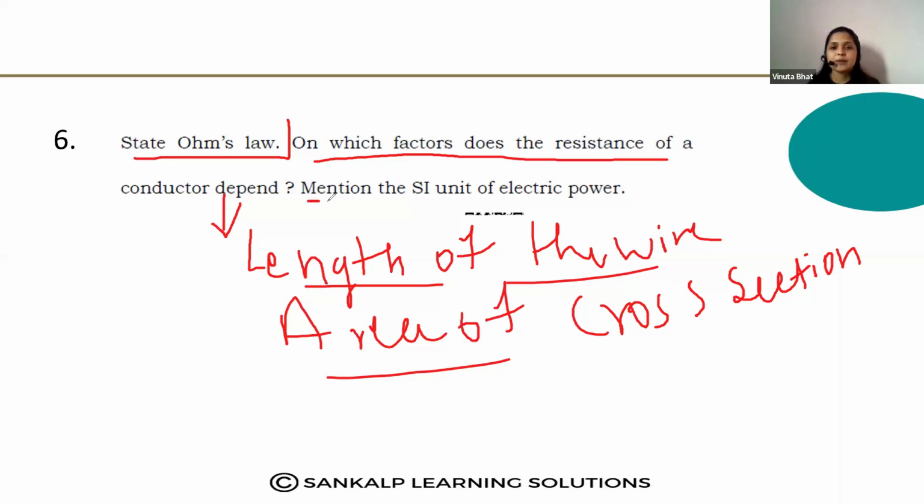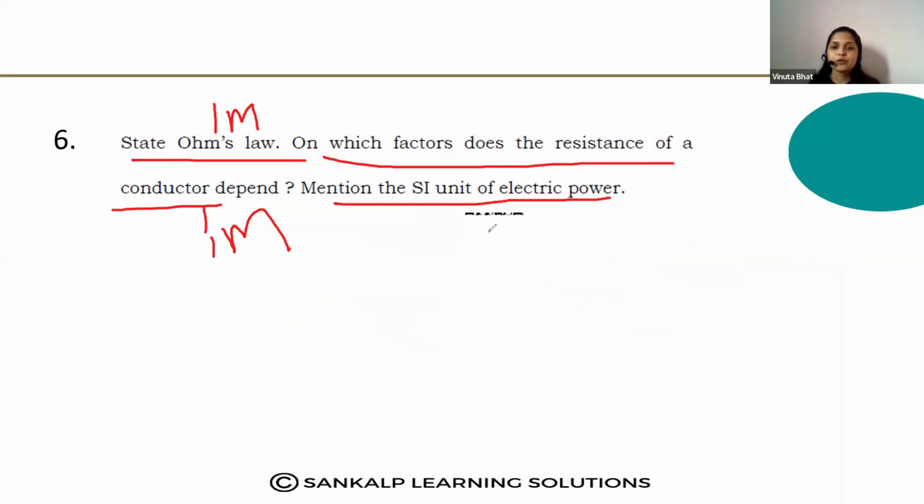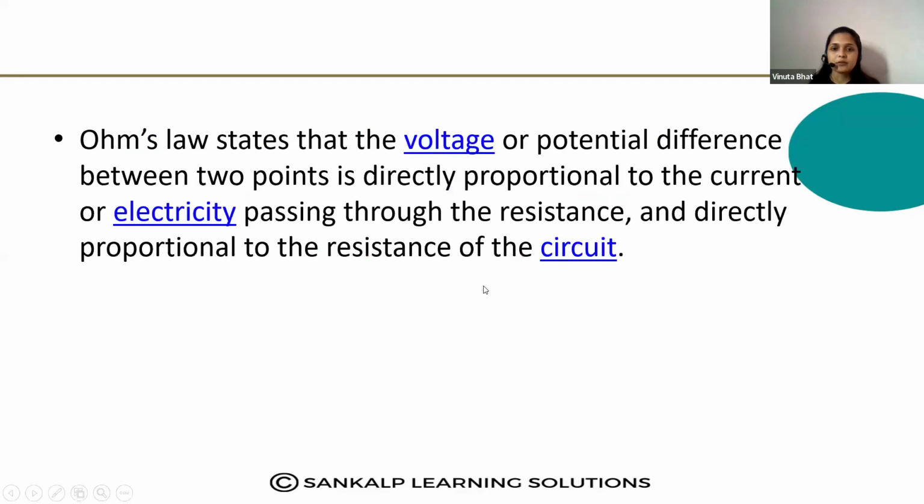Then the next question is, mention the SI unit of electric power. This is a 2 mark question. State Ohm's law is for 1 mark for the correct answer, and on which factors does the resistance of the conductor depend is for 1 mark. And mention the SI unit of electric power. What is the SI unit of electric power? That is watt. The SI unit of electric power is watt.